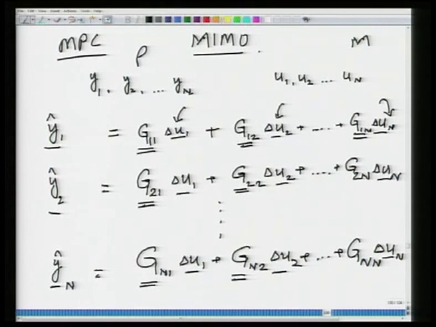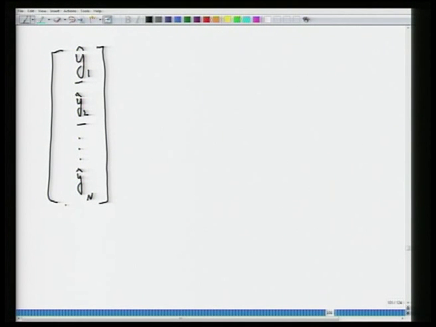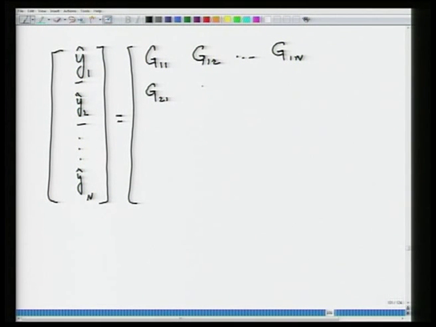Okay. And you can see, if I put all of this in matrix form, what I then get is y1 predicted, y2 predicted, and so on, yn predicted is equal to G11, G12, G1n, G21, G22, G2n.